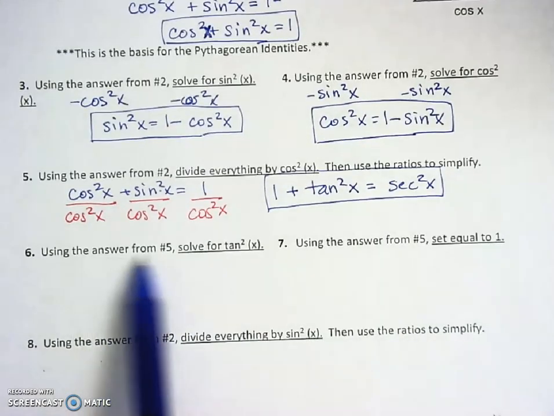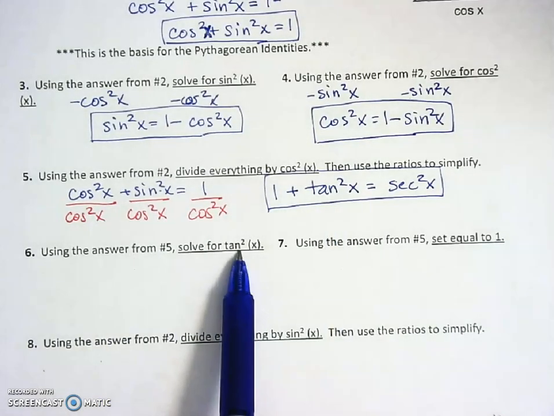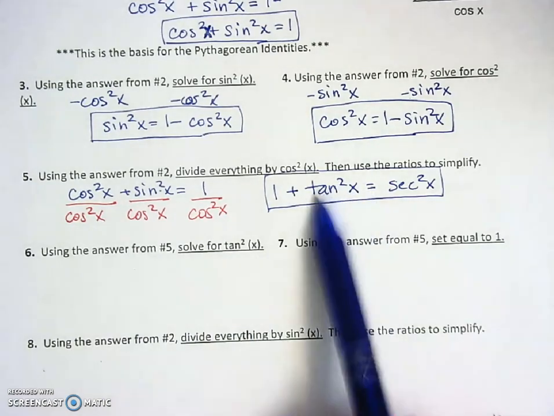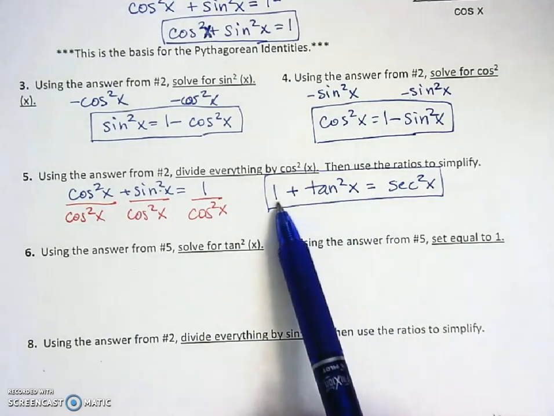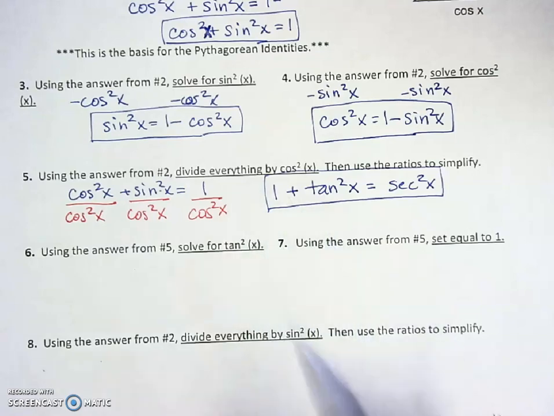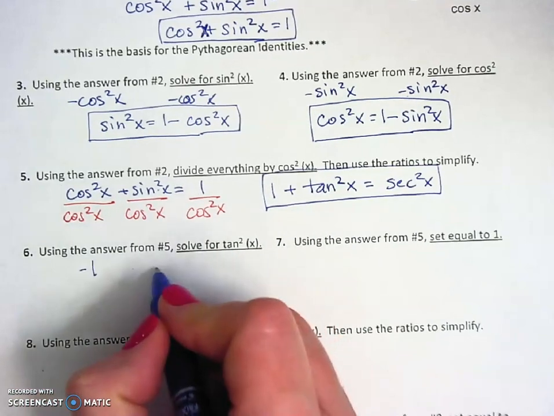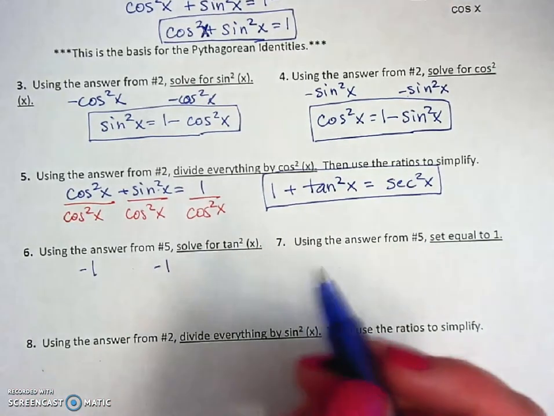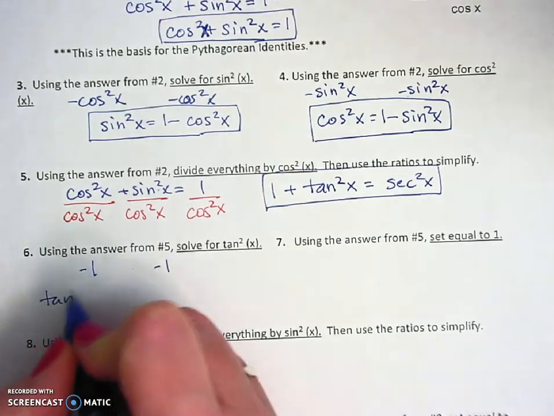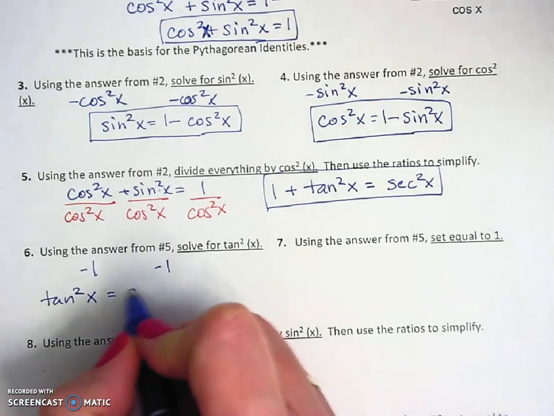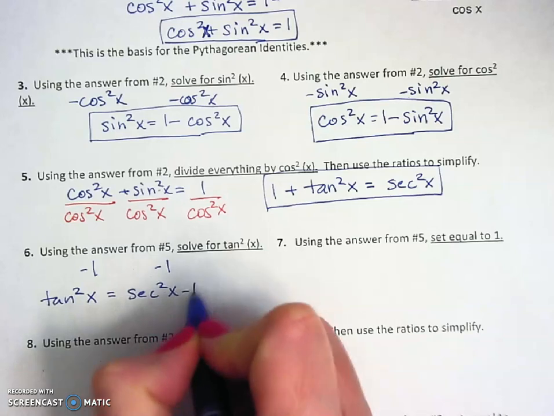And 6 says, using that answer from number 5, solve for tangent squared. So I need tangent squared by itself. I'm just going to take this 1 and subtract it from both sides. So minus 1 from the left, minus 1 from the right. And I have tangent squared x equals secant squared x minus 1.